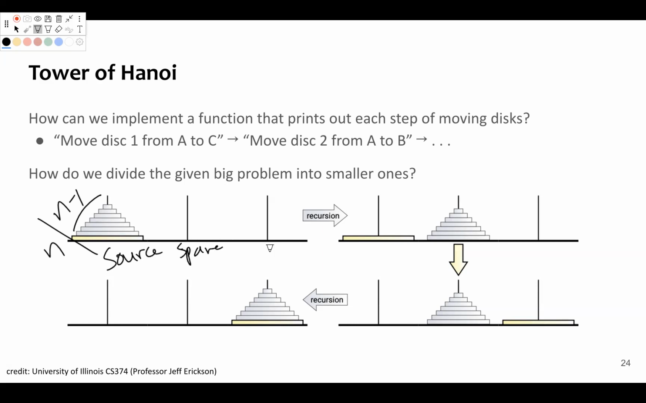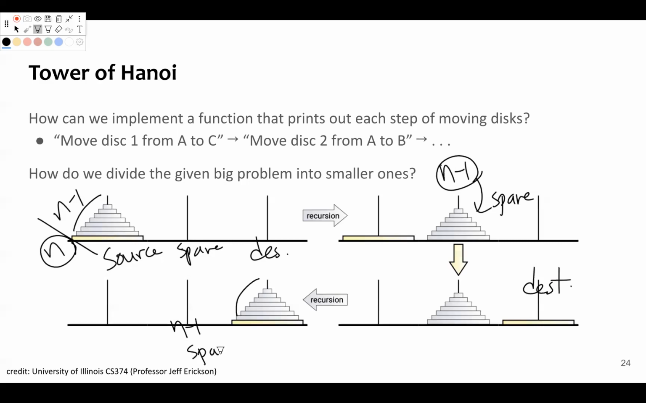This is spare and destination poles. First, we move n minus 1 poles to this spare pole, and then move the nth pole to the destination pole, and then again move n minus 1 poles from spare to destination. It's pretty simple to think about it in a recursive way.